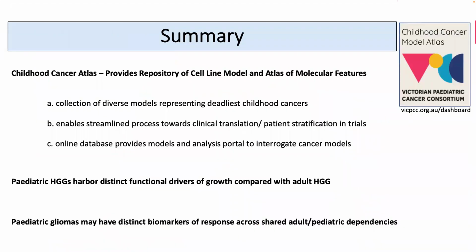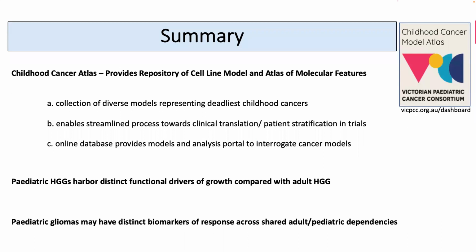So just to summarize, what I've shown here is the development and characterization of a childhood cancer atlas, really focused on pediatric brain cancers. This provides a collection of diverse models representing the deadliest childhood cancers, enabling a streamlined process towards identification of therapeutic targets and potential biomarkers for their response. And we also show the development of an online database to provide both the existence and characterization of these models.